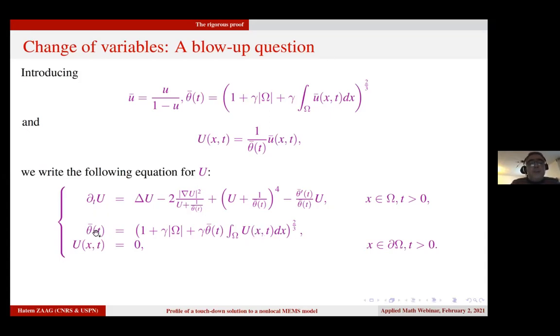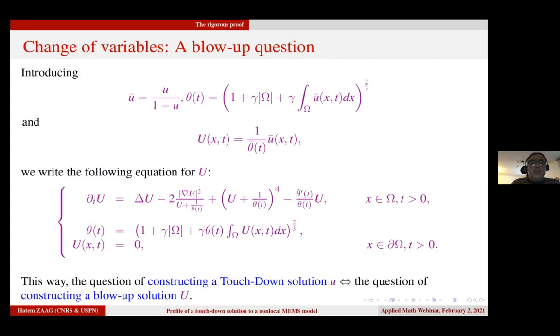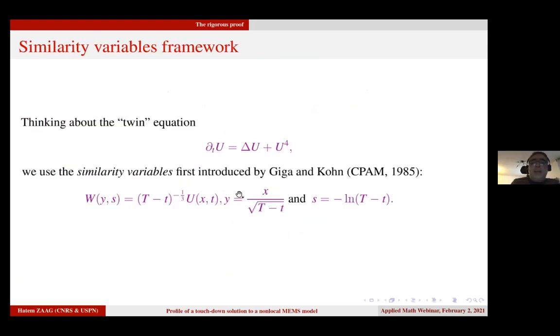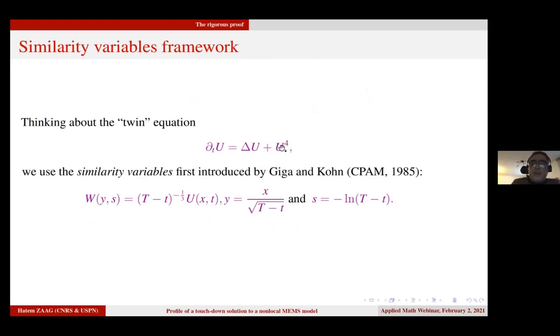do our best to have this theta bar go to some positive constant limit. So in fact, when this goes to a positive limit, you will see that we can neglect these three terms, and we will be left now with a solution which is more or less this one, in fact. Let me go back a little bit to say that constructing a touchdown solution u for small u is equivalent to constructing a blow-up solution capital U. In fact, we have this twin equation, which is, I forgot here, the -2 gradient U square over U. We can put it. With gradient U square over U or without it, it's more or less the same thing, but technically it's much, much more difficult when you have gradient U square over U. But more or less, we are in this framework.